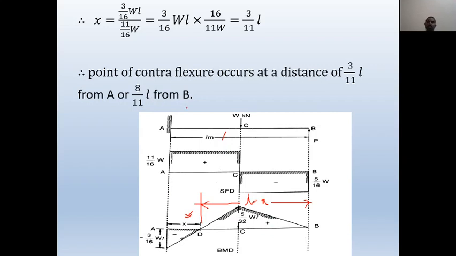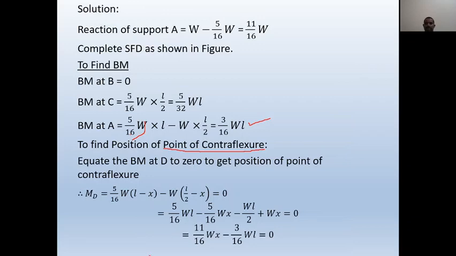So this is how we are going to calculate the bending moment and shear force diagram. Then how to draw the bending moment diagram? Again, we have three values: at B it is 0, at C 5 by 32, and at A it is 3 by 16 WL.